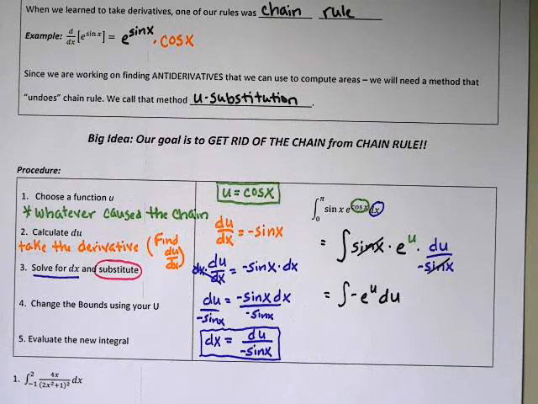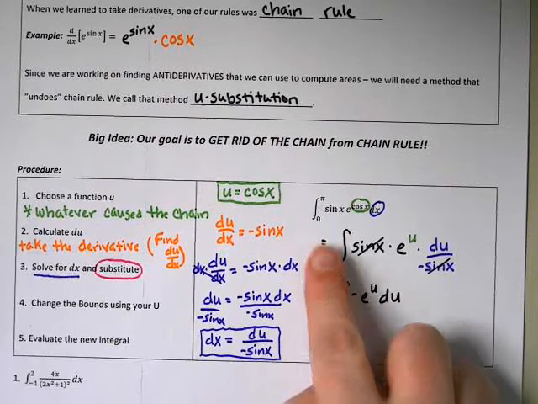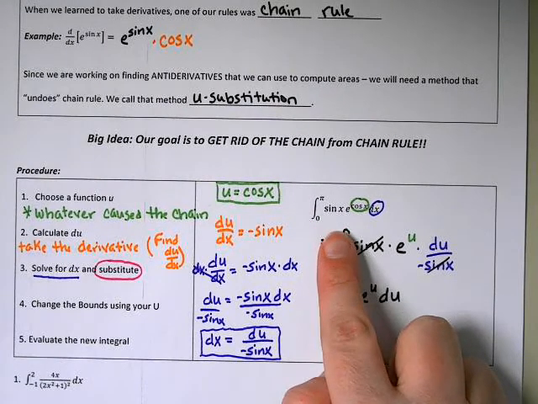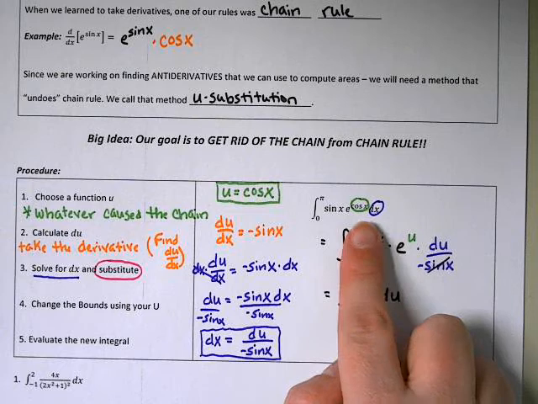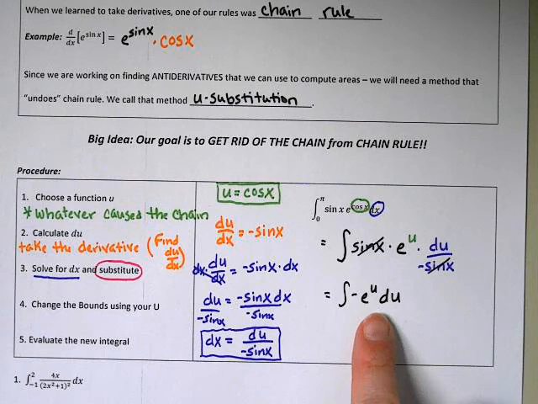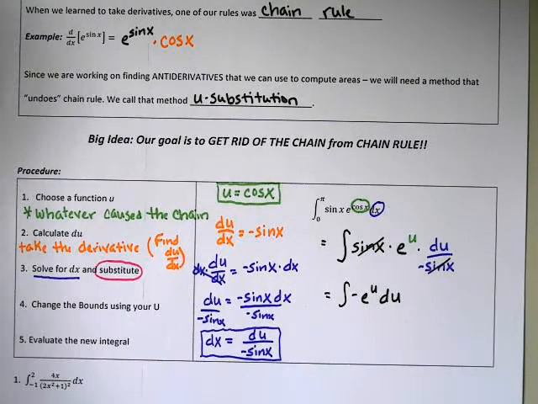So step 4 is that we have to change the bounds for u. If you take a look at the original integral, we were integrating from 0 to pi, but that was when our functions were in terms of x. Now our function is in terms of u, and so we need our bounds to be in terms of u.